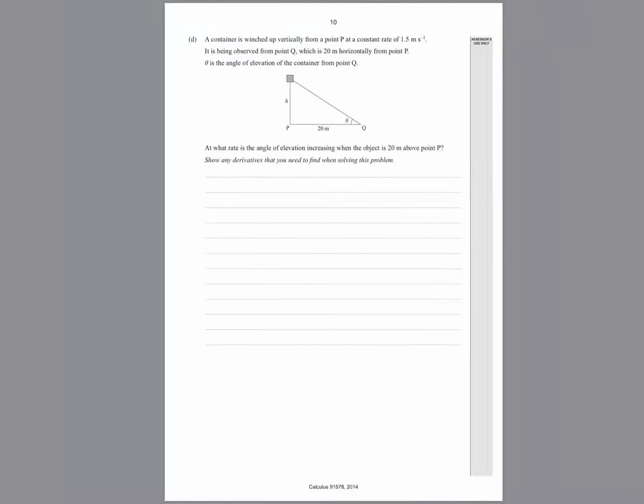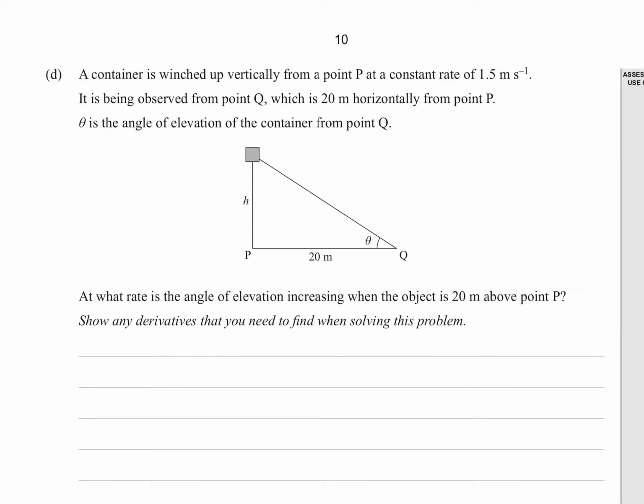Moving along. A container is winched up vertically from point P at a constant rate of 1.5 meters per second. It's being observed from point Q, which is 20 meters horizontally from point P. Theta is the angle of elevation of the container from point Q. At what rate is the angle of elevation increasing when the object is 20 meters above point P?